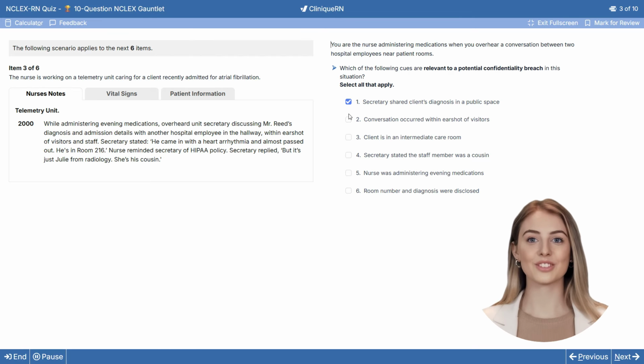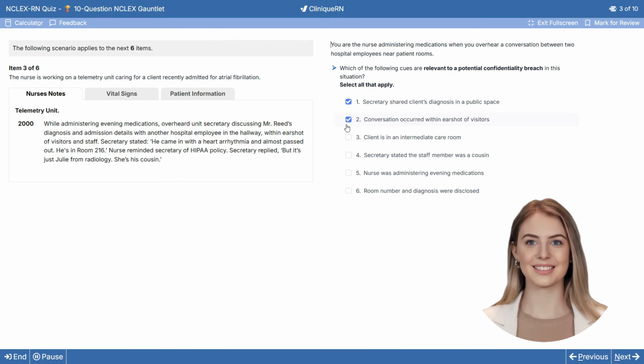2. The conversation occurred within earshot of visitors. Breach or not? Yes, relevant to a potential breach. Rationale? Even if the conversation isn't directed at others, it still exposes PHI to people who shouldn't hear it. HIPAA calls this incidental exposure. And it's still a violation if precautions weren't taken.